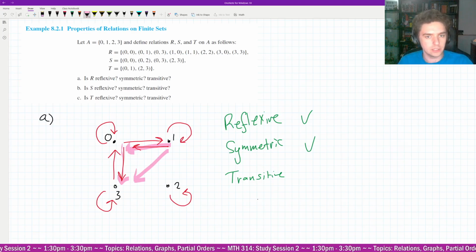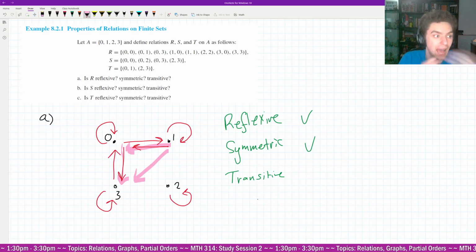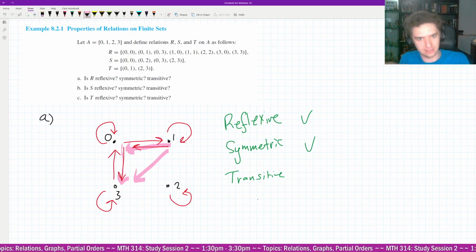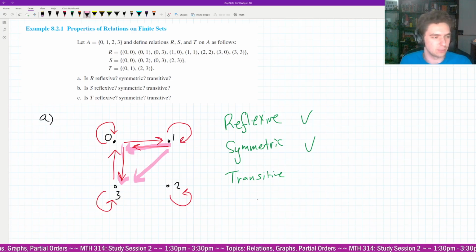Yeah, because you just say that if you have any relation, then you have the opposite relation as well. But we don't have 2 to 3, so we don't have to say that 3 to 2 has to be there. We don't even have 2 to 3 to begin with, so you don't need to have either of those.